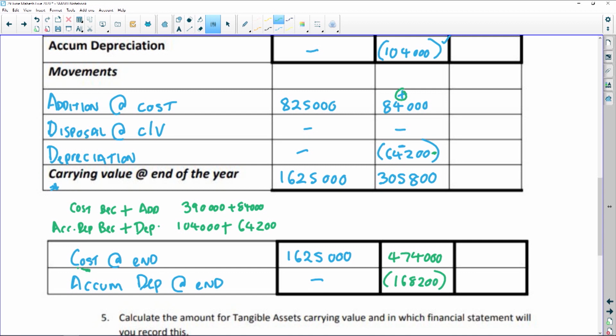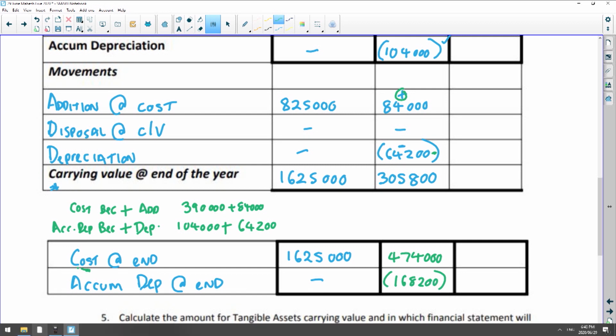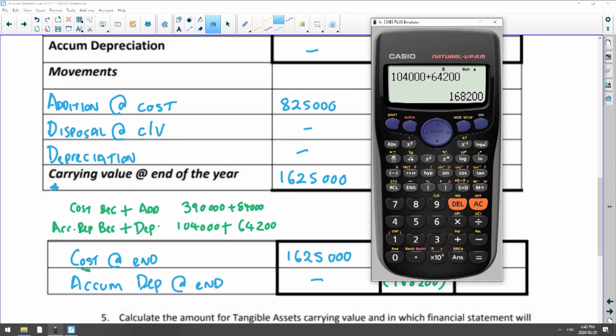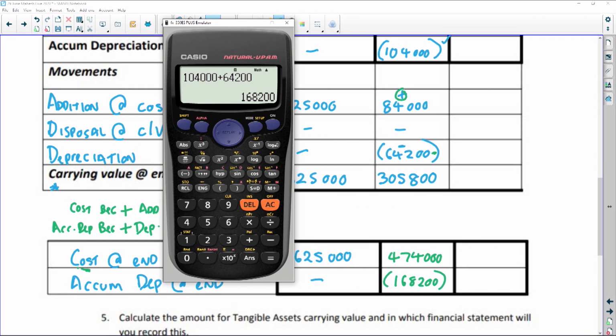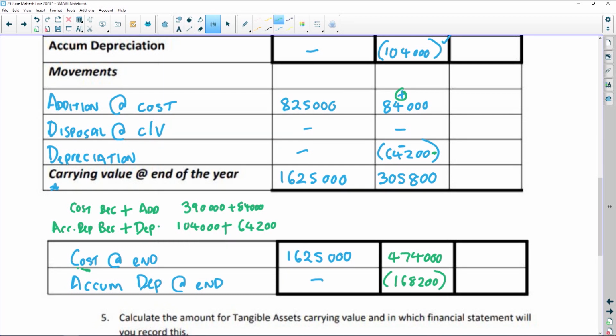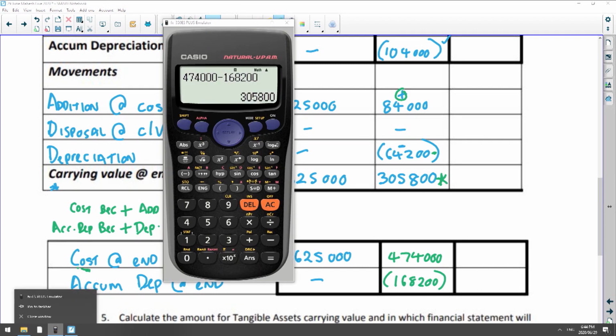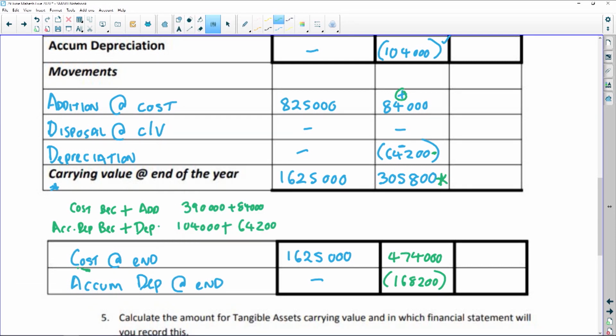Right, and I can now quickly check if I am correct. So if I take out my calculator one more time, if I take my cost, 474,000 minus accumulated depreciation, 168,200. At the end of the year, can you guys see your carrying value is exactly the same? So here's my carrying value here at the end of the year. And obviously the carrying value that I'm getting when I'm subtracting these two figures is the same. So that's how I know I did not make an error.